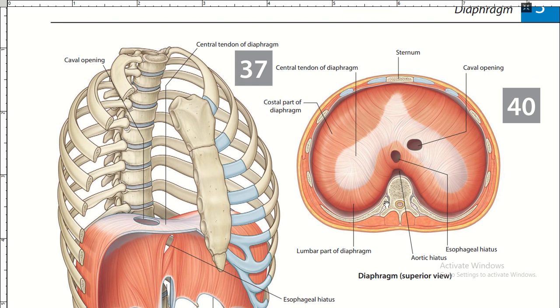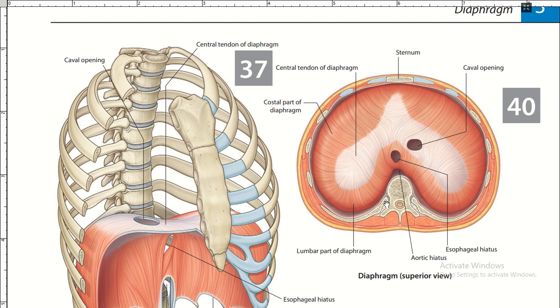So today we are going to take a look at a muscle separately, called the diaphragm. The reason why I separated this muscle is because it is a very important muscle, and it has to be respected.